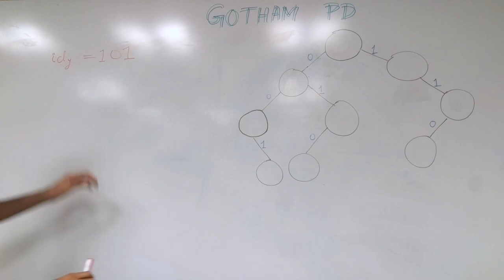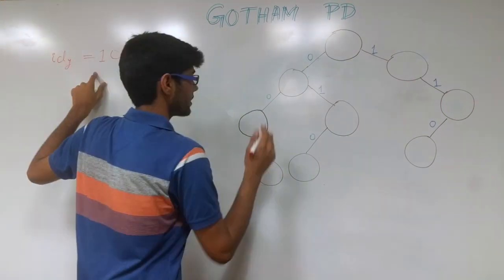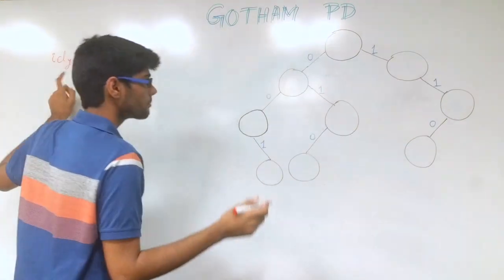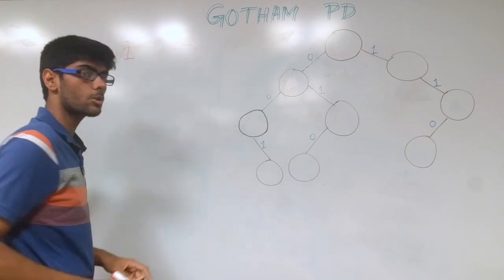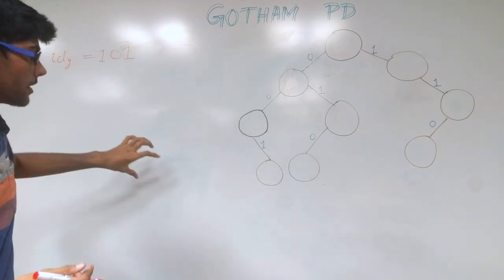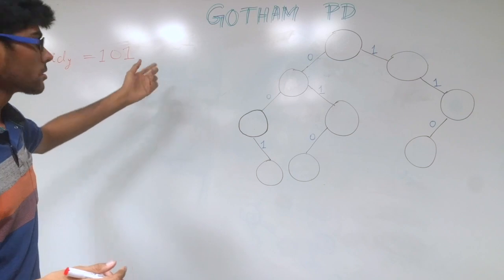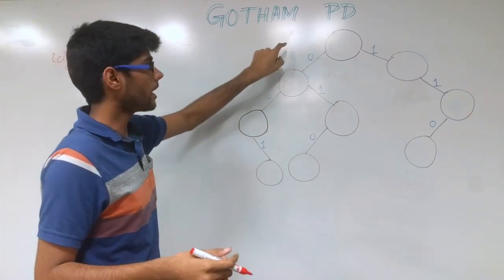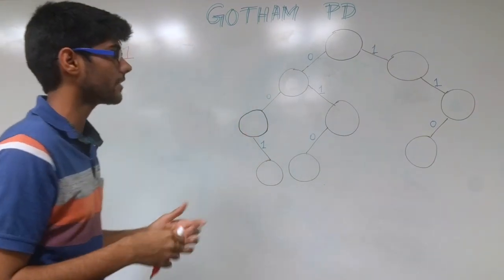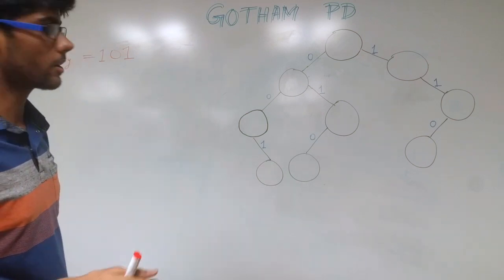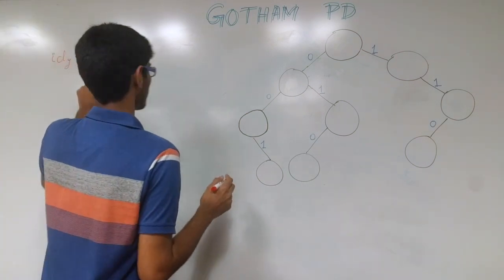Let us try to add 101 to this, because id y is equal to 101, and we want to add all the ids from the node to the root. So we have to add 101 to the trie for x, so that we get a trie for y to the root. So how do I add this?